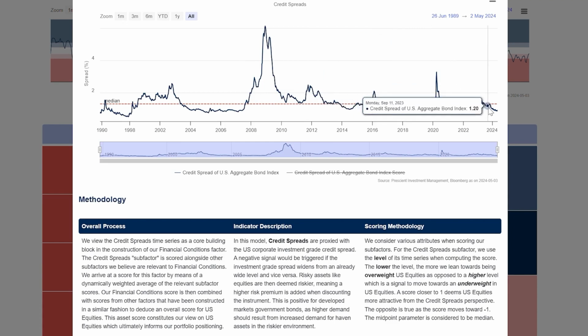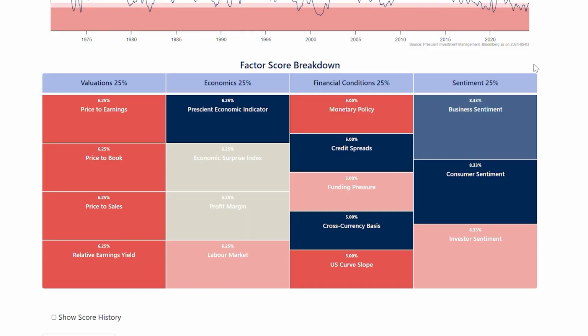What's been happening over the past couple of months, we've actually seen it tighten, indicating that from a financial conditions perspective, there's actually less financial risk, which is positive for a risky asset class such as US equities. And then finally, sentiment. So sentiment has actually improved over the quarter. Business and consumer sentiment have become a lot more positive. Now, these two are leading indicators of economic growth. So, that's quite positive when it comes to the economic growth outlook.